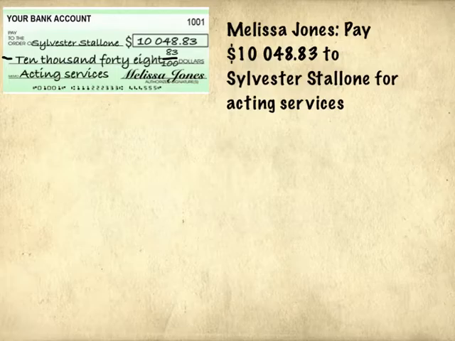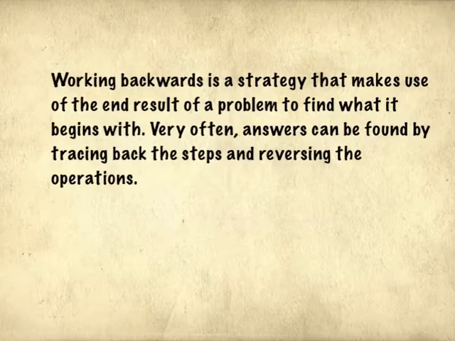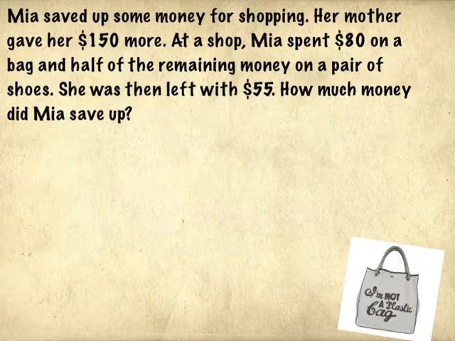So now it's nice and legal, and Sylvester can take that to the bank and cash it. Our other objective today is to solve problems by working backwards. Working backwards is a strategy that makes use of the end result of a problem to find what it began with, and very often answers can be found by tracing back the steps and reversing the operations.